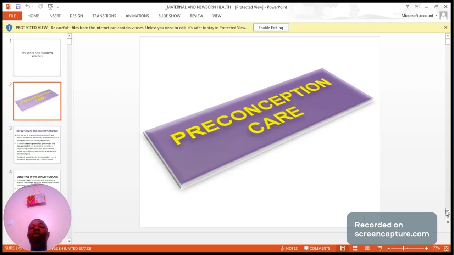So today we are going to check on preconception, and keep in mind that preconception care is what is going to be tackled in tomorrow's exams.